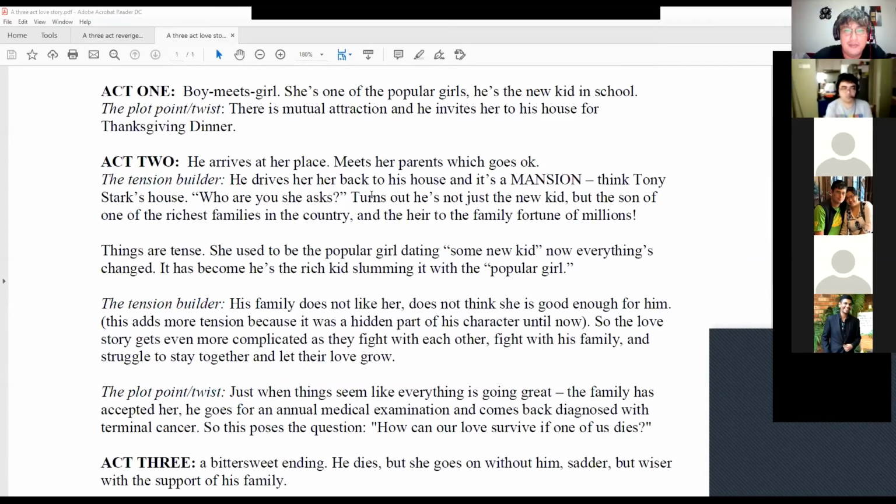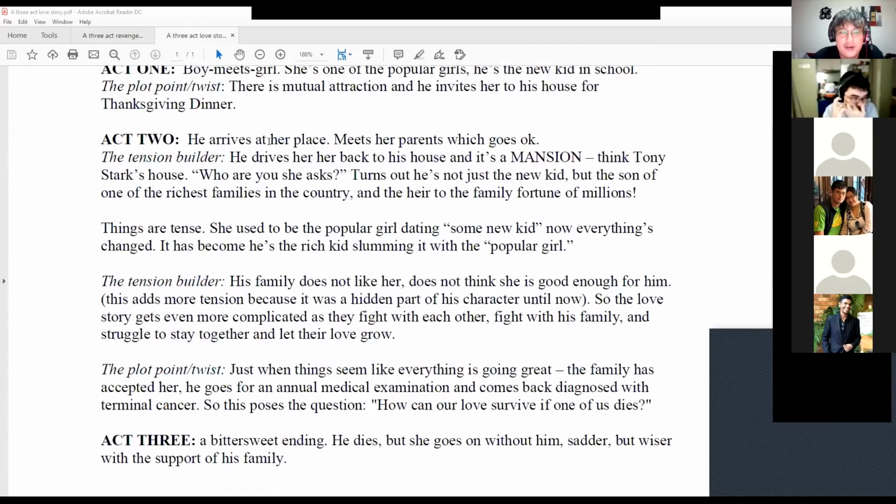What happens here: boy meets girl. She's one of the popular girls. He's the new kid. And the plot twist, there's actually mutual attraction. It's not a one-sided teenage romance thing, right? And he invites her to his house for Thanksgiving dinner. Act two is when he arrives at her place and meets the parents. He meets her parents. That's okay.